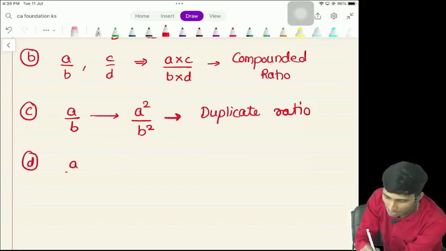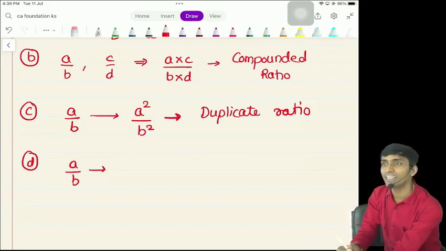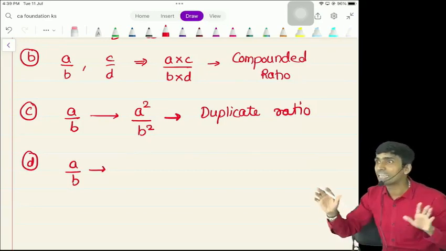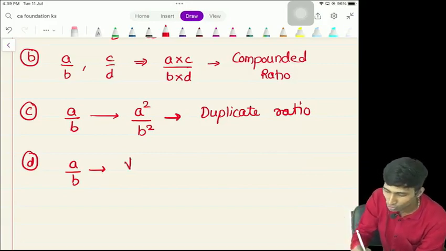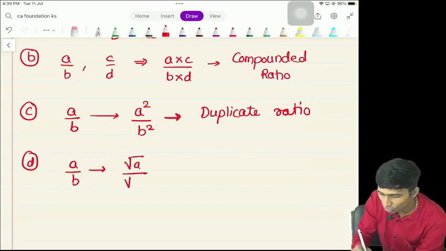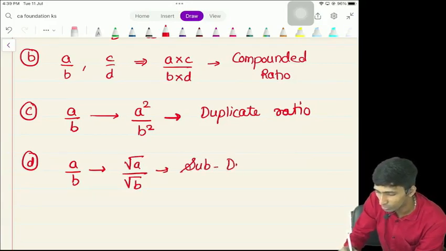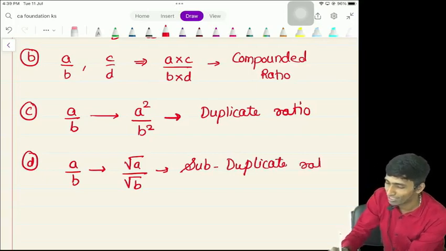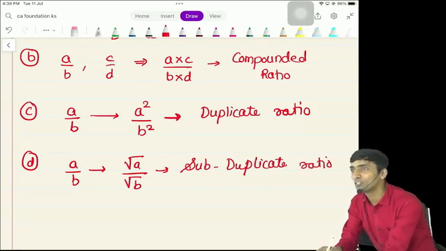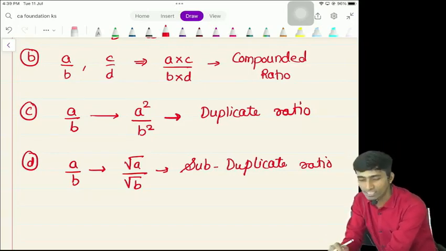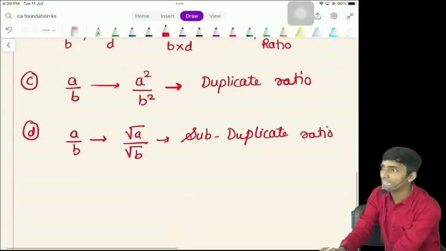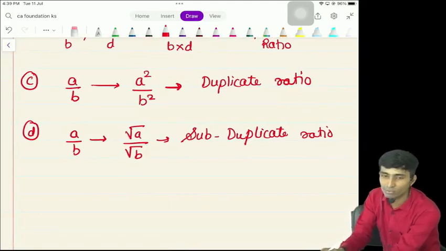If it is A by B, are you with me, everyone? Is there anything difficult? It's easy. Root of A upon root of B is called subduplicate ratio. Means when you take the root of the numerator and denominator, it is called subduplicate. If you square, it is called duplicate.